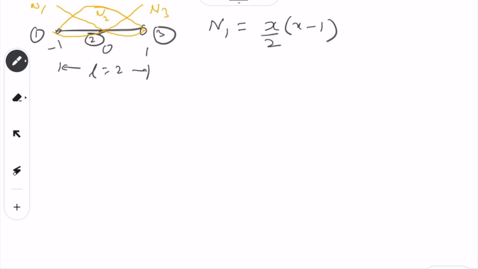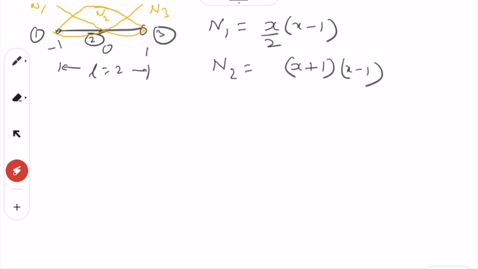So N1 we get. Similarly, N2 we get simply (x plus 1) multiplied by (x minus 1). At x equal to minus 1 this becomes 0, and at x equal to 1, 1 minus 1 also becomes 0. So at both places it becomes 0, and at 0 we have 1 multiplied by minus 1, so minus 1. You put a minus sign and you will be all right.